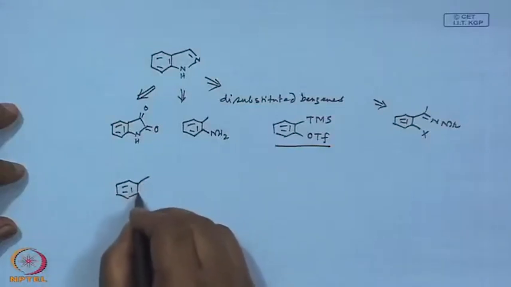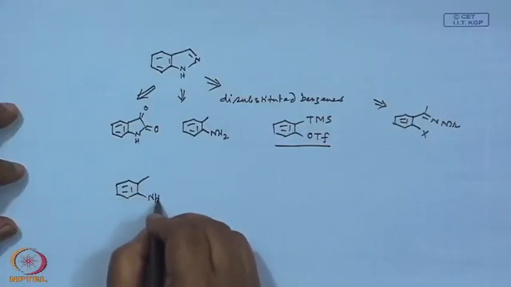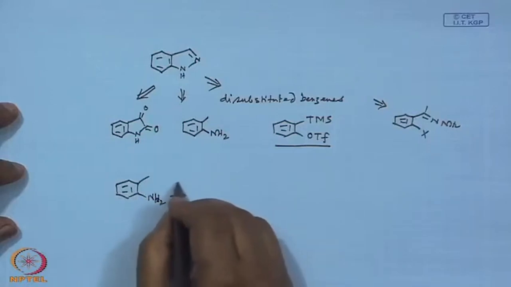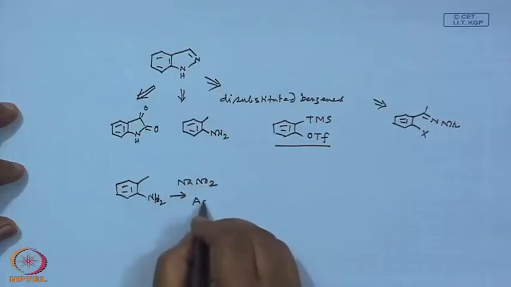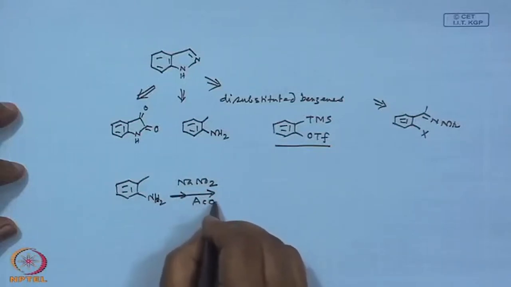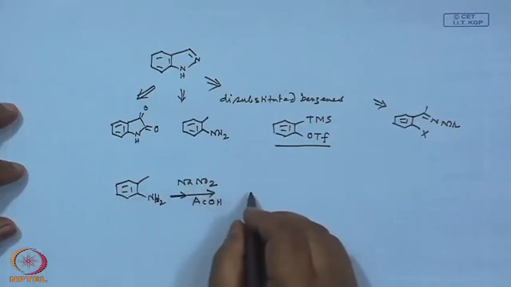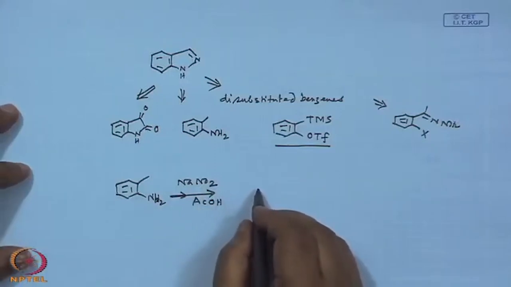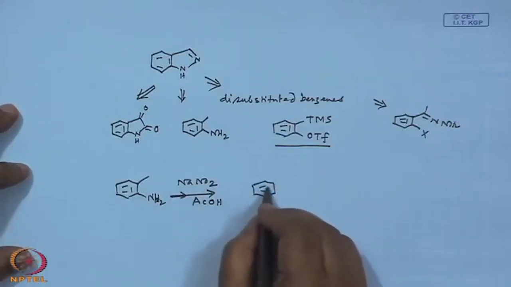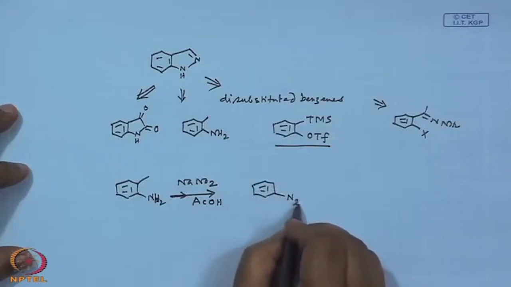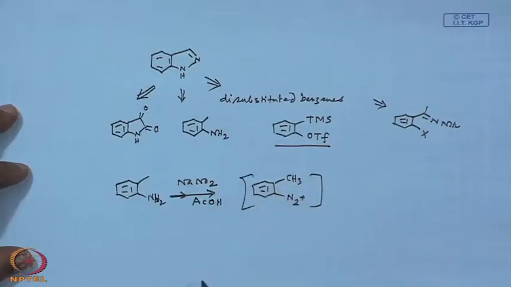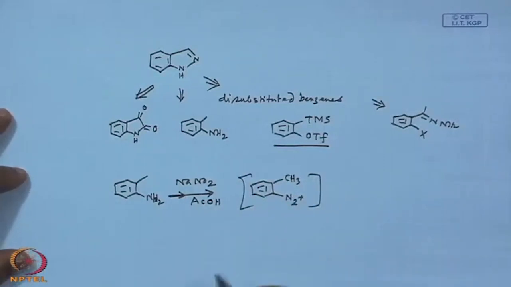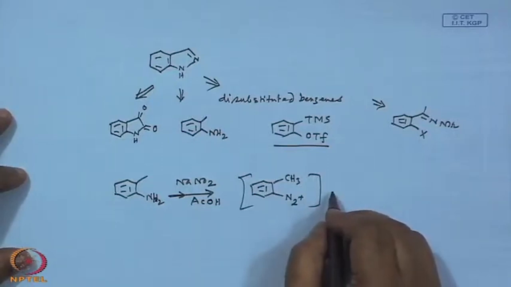What you will see is, if a toluidine kind of molecule is treated with sodium nitrite in the presence of acetic acid, where acetic acid is basically the solvent, the expectation is pretty obvious, right? So, you will have a diazonium kind of salt, but this diazonium salt does not exist in that way.